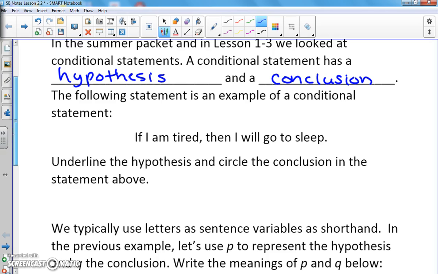The hypothesis is what drives the whole statement. And here, the hypothesis is that I am tired. Notice that I did not underline the word if. If is not part of the hypothesis. It just clues you in that the hypothesis is about to come up next. The conclusion is the part that follows the word then. In this case, it's I will go to sleep. Again, notice that I did not circle the word then. That is not part of the conclusion.